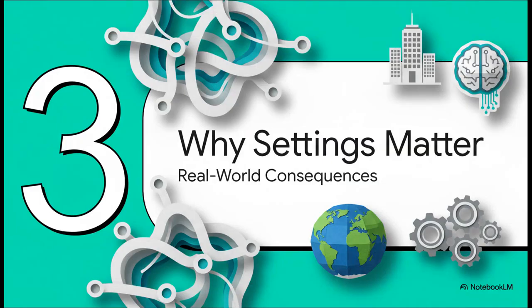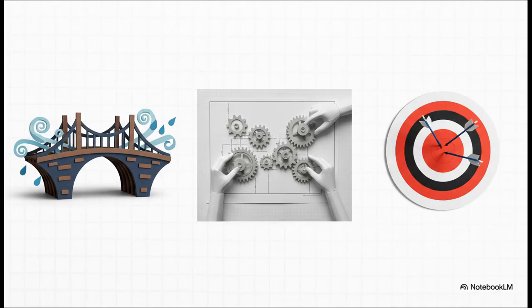But this isn't just some academic puzzle for data scientists to argue about. Getting these settings right has massive, real-world consequences. It affects everything from how reliable a model is to how safe it is. So the goal isn't just to get a high accuracy score on a test. It's about building a model that you can actually trust.